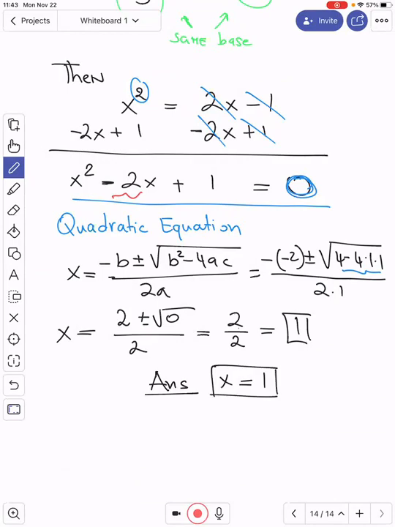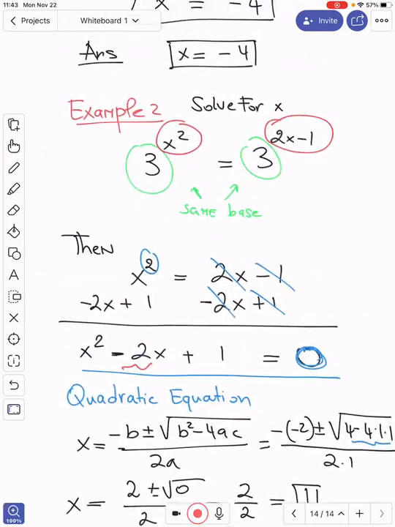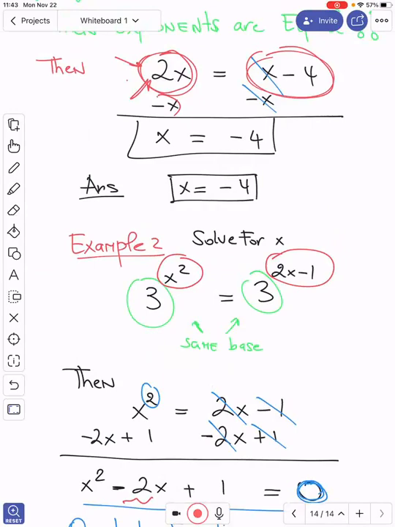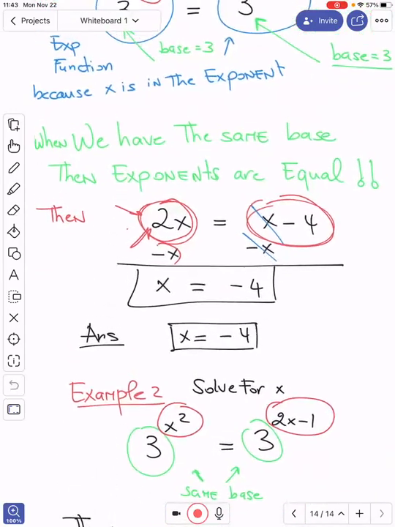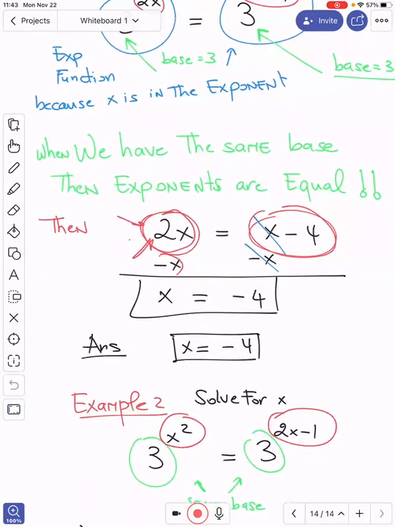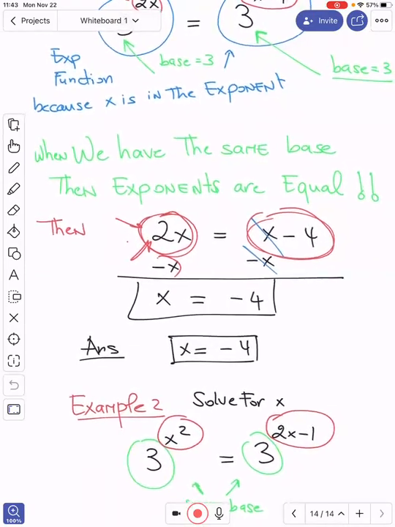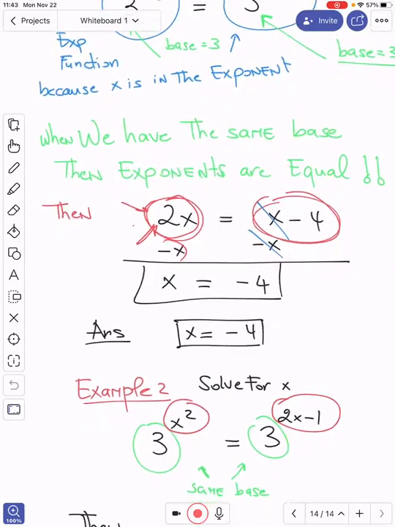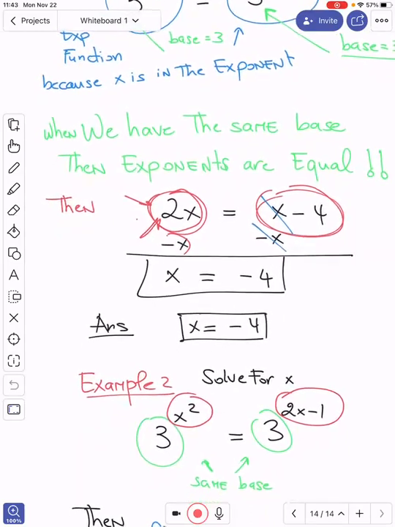All right, so this is the first case, when you have the same base, then you can just say, well, the powers are equal, right? And then you can solve for your x. And then, of course, there's a second case where the base is different, right?